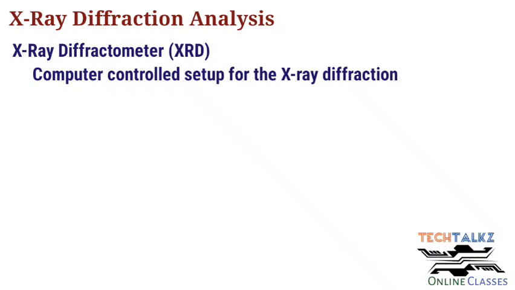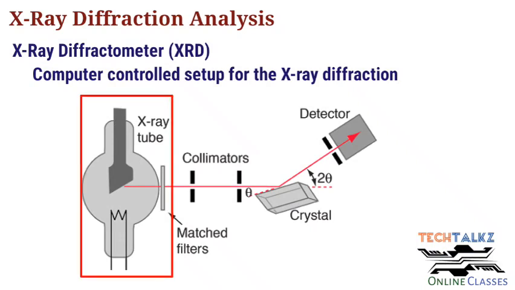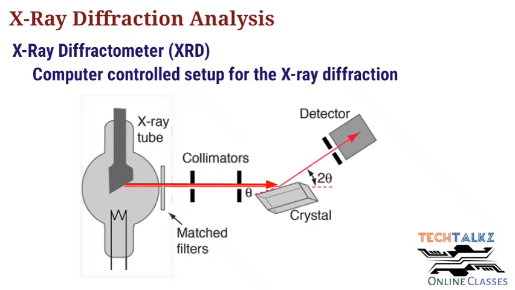Then the computer controlled setup for X-ray diffraction is called an X-ray diffractometer, or XRD. Check the figure. This is the complete setup of XRD. This is the X-ray source. These monochromatic X-rays are focused on the sample. This is the incident angle or grazing angle. Then the diffracted waves are captured using a detector, and the detector will measure the intensity of the diffracted waves. Here the crystal can be rotated, and the grazing angle will be changed accordingly. So we can monitor the intensity of reflected rays.